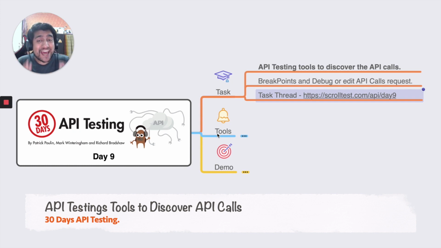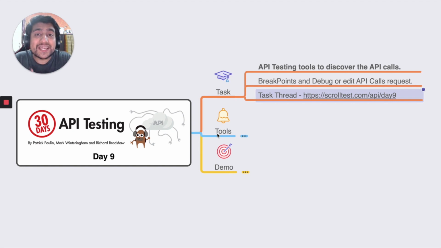We are at day 9 and in this video, I'm going to explain what tools are used by the industry for API testing, or basically to discover the API calls. I'm going to discuss two tools that you can use to add breakpoints and debug points to your request, and we are going to understand how you can discover the API calls. I'm excited to share all the information related to it, and we are on a mission to master API testing. If you are excited, let's get started.